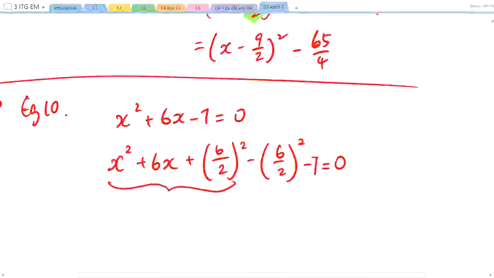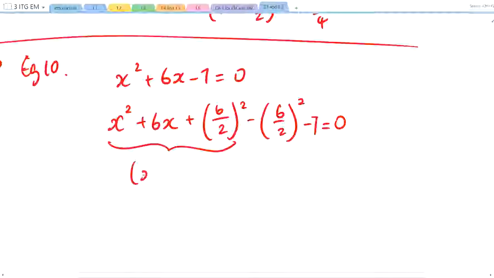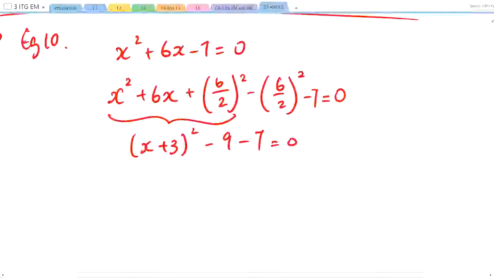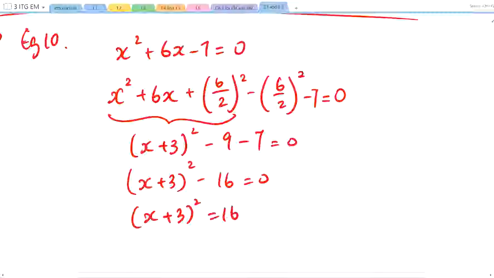Continue. First 3 terms will be combined to give us x plus 3 squared minus 9 minus 7 equals 0. Okay, so now we have x plus 3 squared minus 16 equals 0. What shall I do from this step onwards? Plus 16 on both sides. Yes, that is the correct step. x plus 3 squared equals 16.